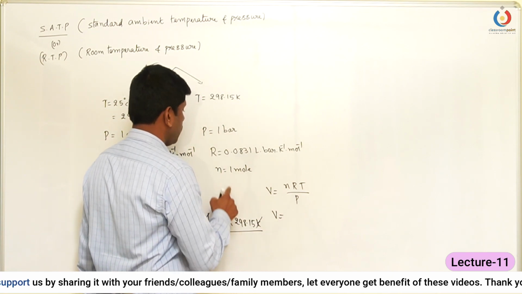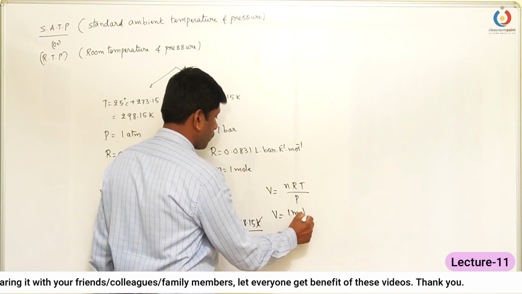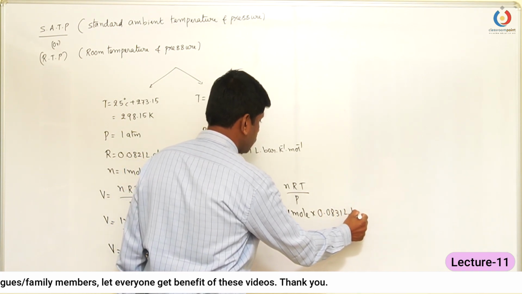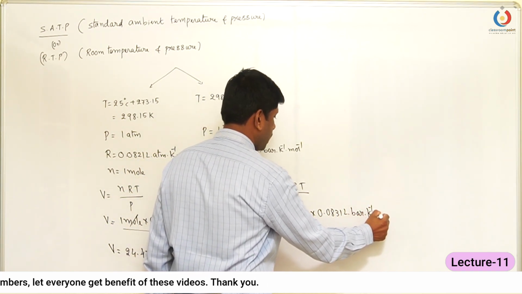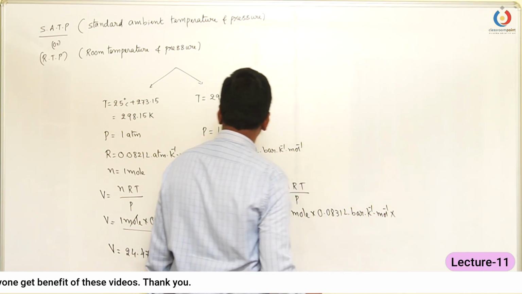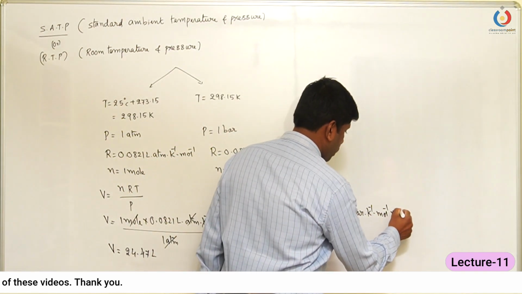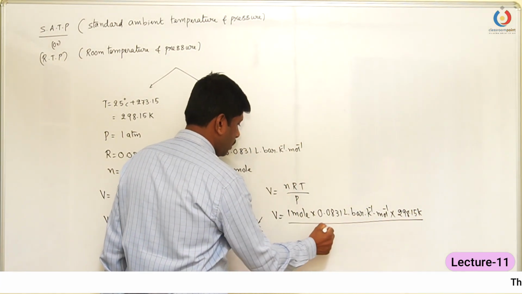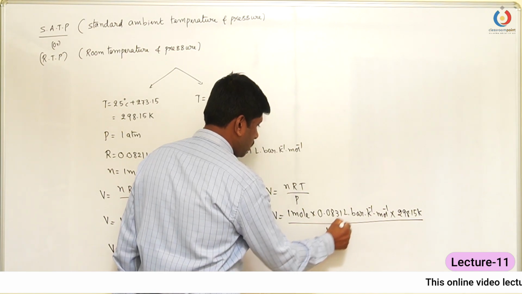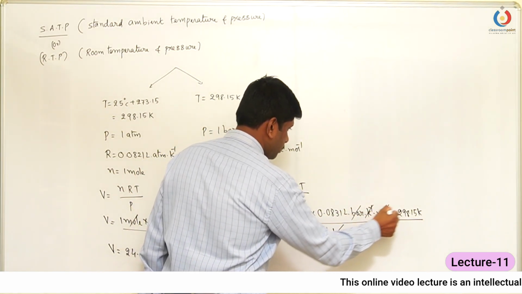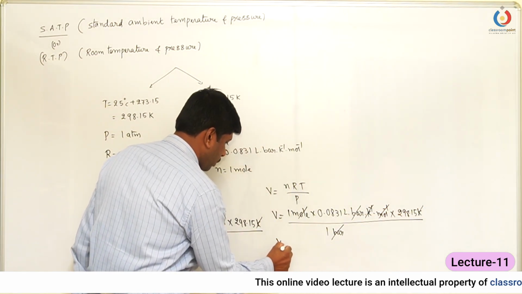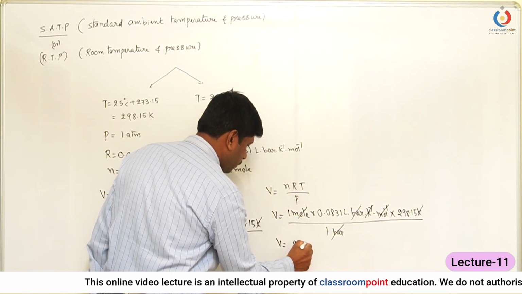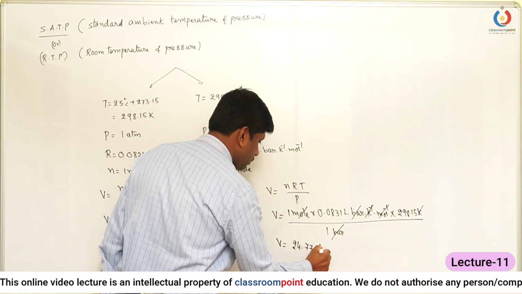And if you use the bar, volume equals nRT by P. So the n value is 1 mole, R value 0.0831 liter bar per Kelvin per mole, temperature 298.15 kelvins, 1 bar pressure. Cancelling the units and multiplying these values, you will get 24.77 liters.